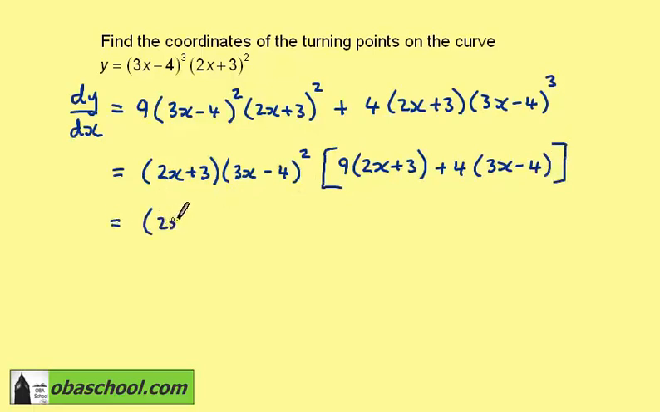So we have (2x + 3)(3x − 4) squared, and this is 18x plus 12x, which is 30x, and 27 take away 16, which is 11.